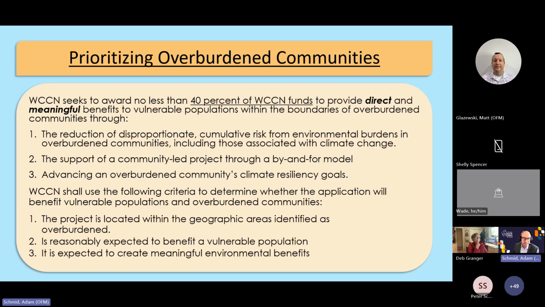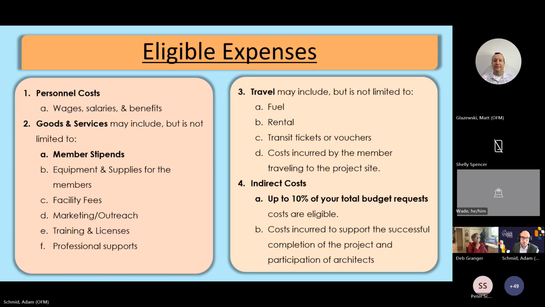Now, let's take a look at the eligible expenses of WCCN contracts. If you were to be eligible, you have architects you want to bring on board, you have an overburdened community you want to serve. How could you spend those funds? All projects may structure budgets and invoices along 4 main areas of eligible expenses. First, we have personnel costs. These are expenses related to your organization's staff, wages, salaries, benefits.